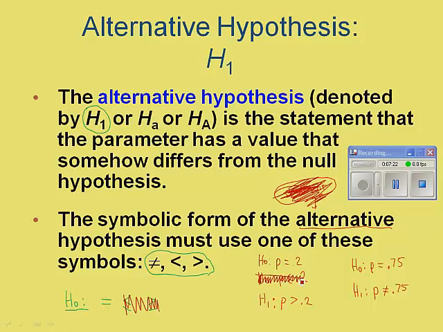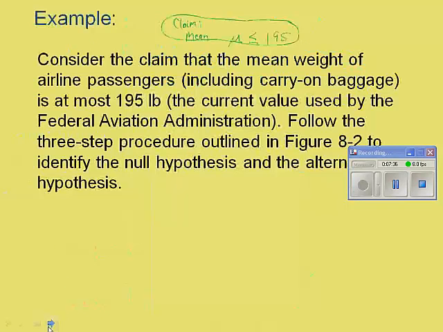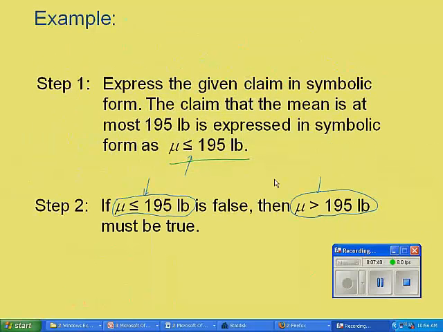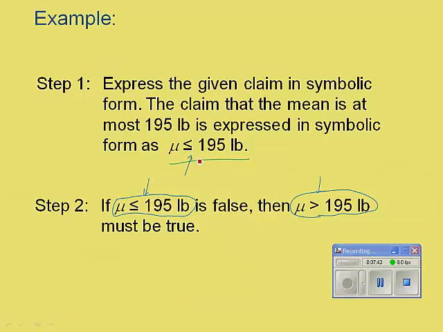Only use equality. Let's go back to the example from the book. So, let's talk about this. We want to say, is mu at most 195 pounds, right? That's what we want to say. So what's the complement of that? The complement of that is this. And the nice thing about this one is that notice there's no equality here, and there is equality here, but this can't be used as H0.